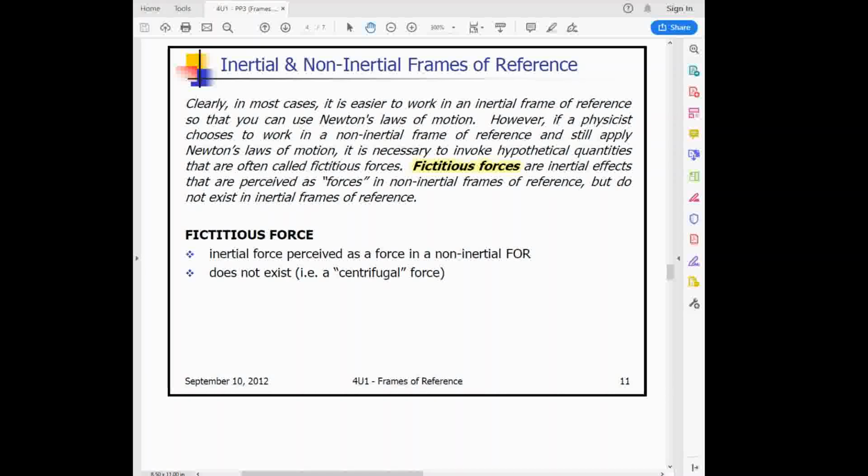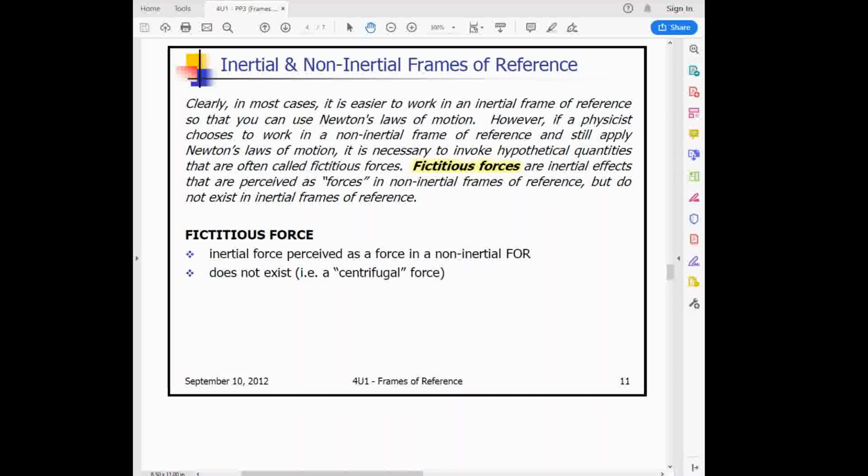So in most cases, it's easier to work in an inertial frame of reference because you can use Newton's laws of motion. But a lot of times we have situations where there isn't exactly an inertial frame of reference in a specific situation. So what some physicists do is they create fictitious forces that represent inertial effects. We perceive these as forces to make a non-inertial frame of reference into an inertial frame of reference. This would make the math easier.